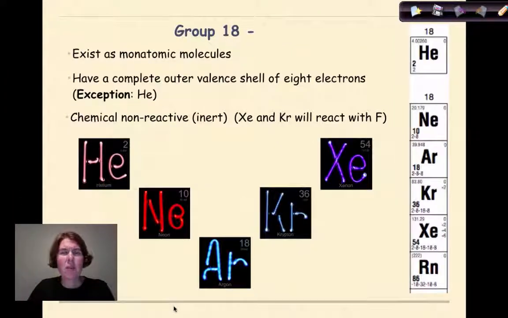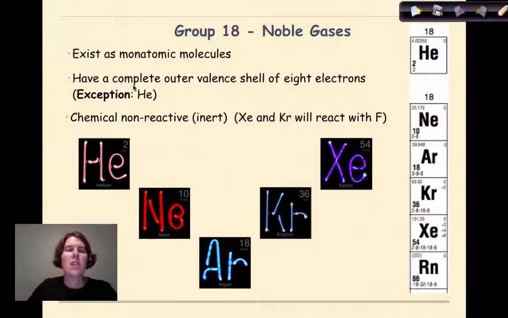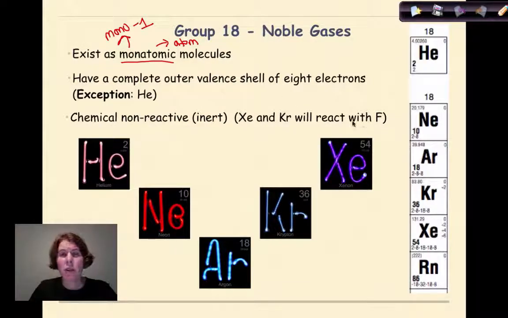Let's finish this up by talking about group 18, which is the noble gases. And these are going to exist as monatomic molecules. It's important to look at the word monatomic and understand what that means. The first part of the word is mono, which basically means one, and then atomic, which means atom. So they exist as monatomic molecules, or one-atom molecules. In other words, they're really not going to bond with other elements.